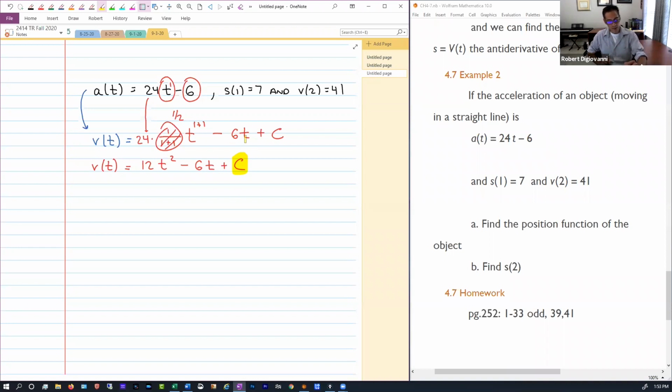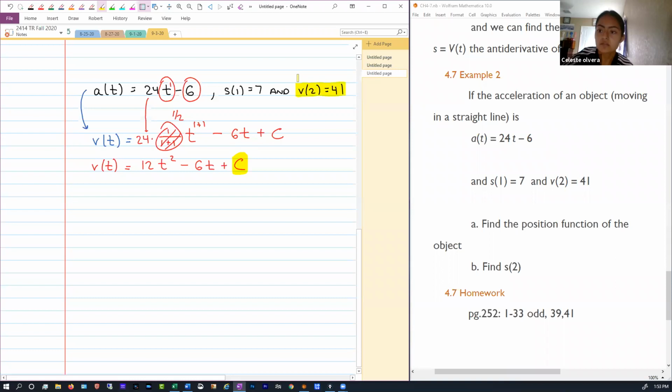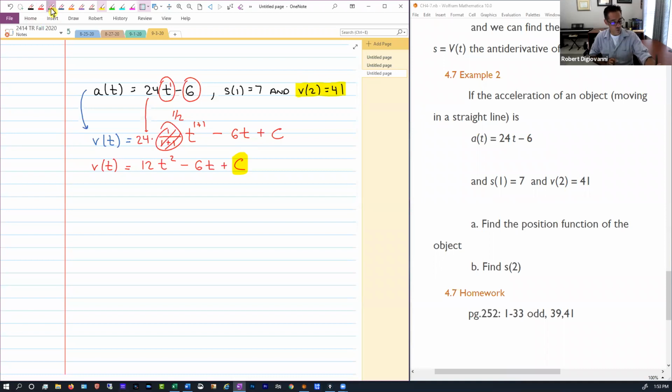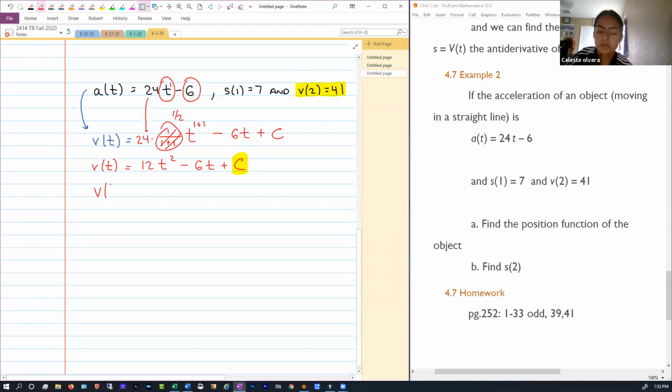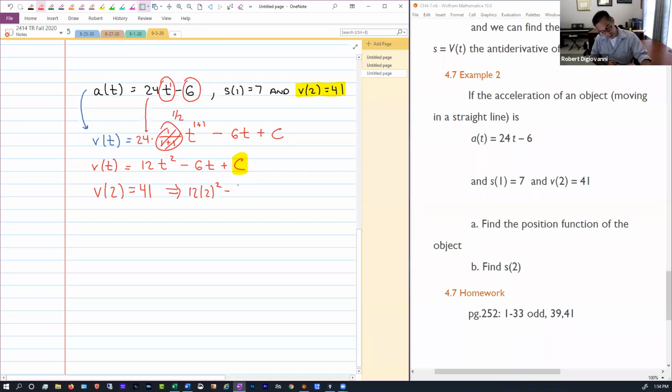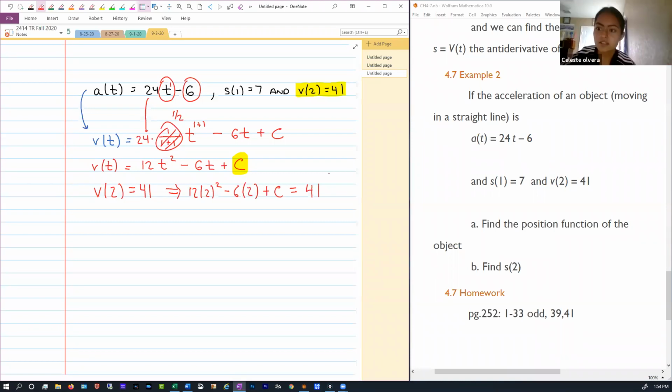But Celeste, do you see that they tell us something about the velocity? Yes, at 2 it equals 41. That means if I replace these t's with 2's, then 12 times 2 squared minus 6 times 2 plus c should spit out 41. Yes. And so let's do the math there. 48. And then you just solve for that, correct? Yep, we're going to solve for c.